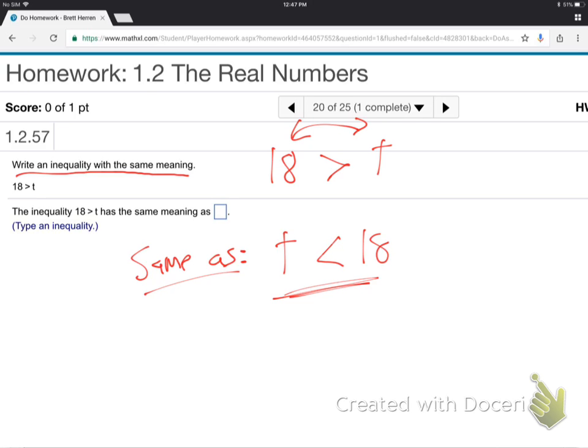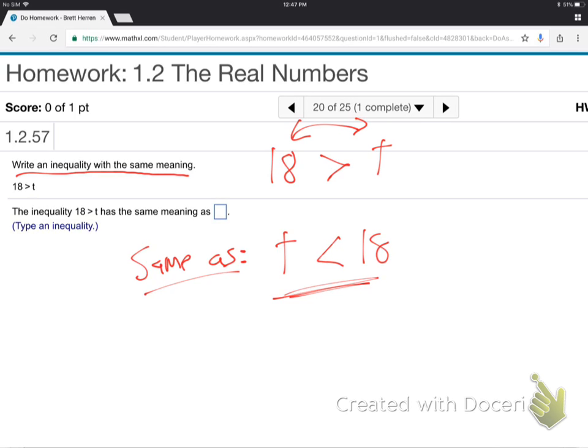In both cases, the 18 is the bigger one. The 18 is on the wide side. See how in the original one, 18 is the wide side. So in both cases, it's saying 18 is the bigger one, isn't it? 18 is on the wide side. Both of them are saying 18 is bigger than T.